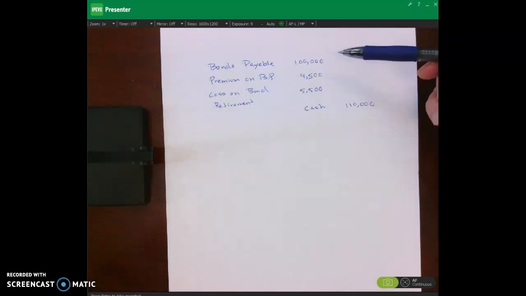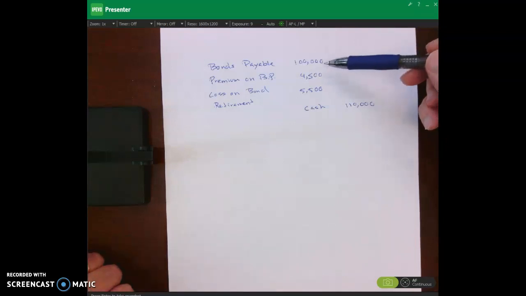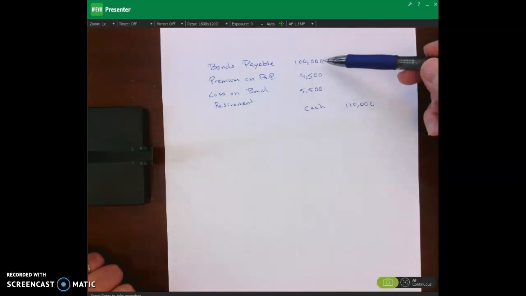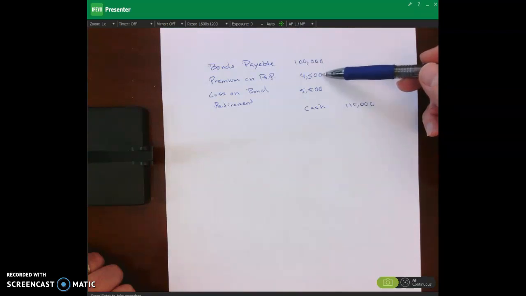So what I asked you to do is to redo that same problem with the call premium, though, not of 3,000, but of 10,000. So that means that the total price that the company would have to pay to retire those bonds would be equal to the par of the 100,000 plus the call premium of 10,000, so the credit to cash of 110. Same debit to bonds payable, same debit to premium on bonds payable, which we saw with the call premium of 3,000.